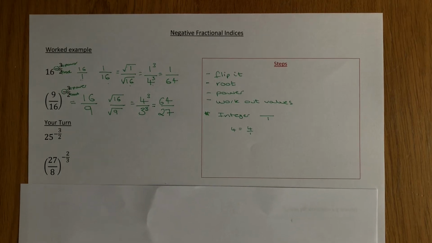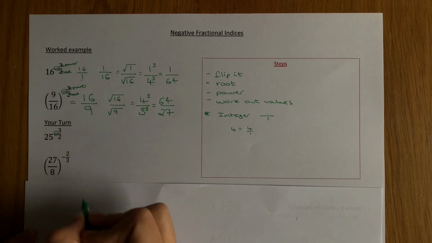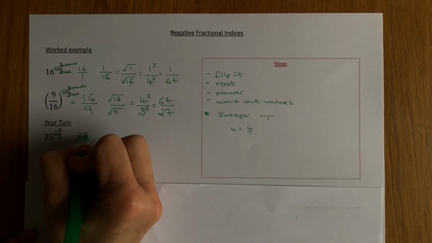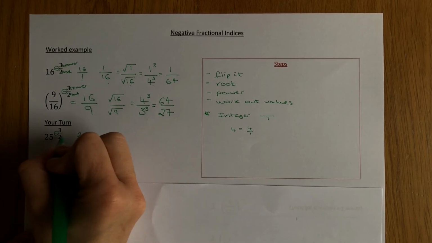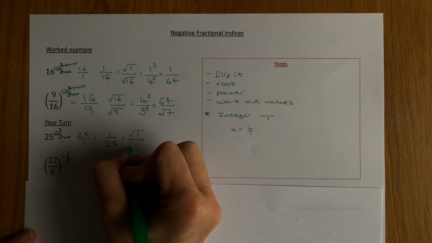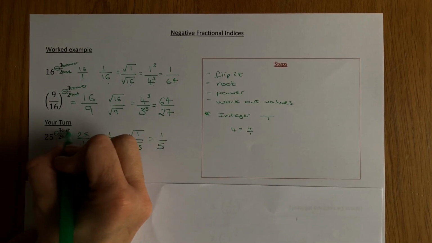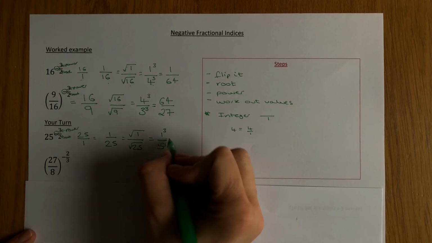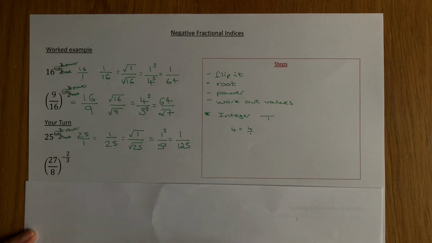Press pause, have a go, and then we'll go through them. Okay. Negative means find the reciprocal. So that would be 25 over 1. So I need to flip it. 1 over 25. Right, bottom number is the root. So I want the square root of 1 over the square root of 25. So 1 over 5. The top number is the power. So I cube and I cube. 1 cubed is 1. 5 cubed is 125. Lovely. Next one.